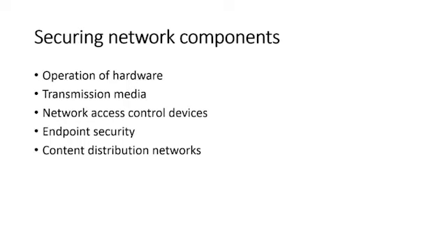So let's continue on with domain 4, and now we're going to talk about those network components and some securing of those network components. Now we need a good foundation, so we're going to go over our network components first to make sure we understand what's going on, and we'll sprinkle in some of that security stuff as we go along. So we're going to talk about the operation of the hardware, transmission media, look at some cabling types, network access control devices, some endpoint security, and then wrap it up with content distribution networks.